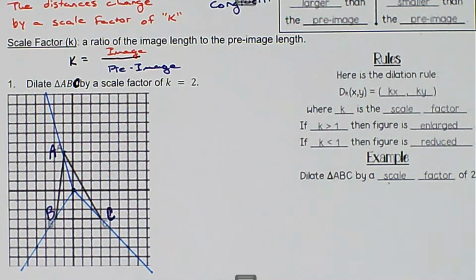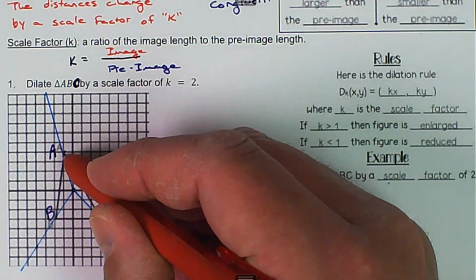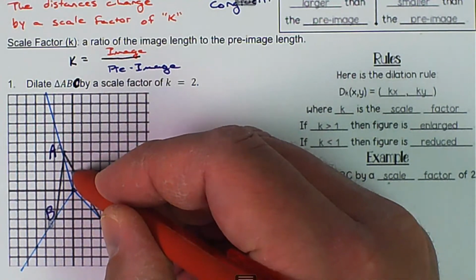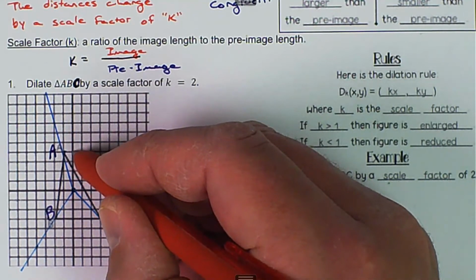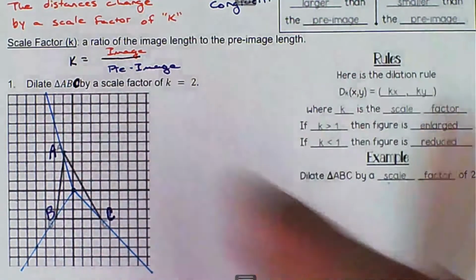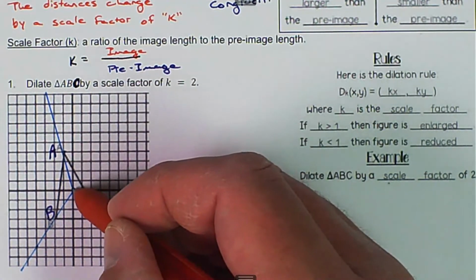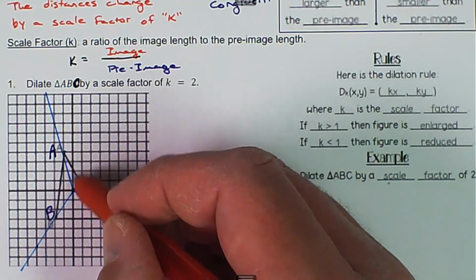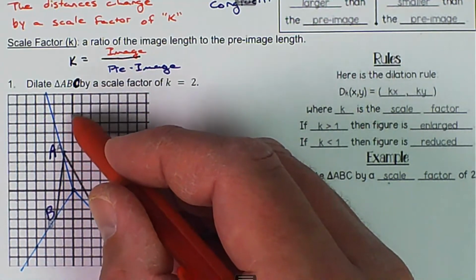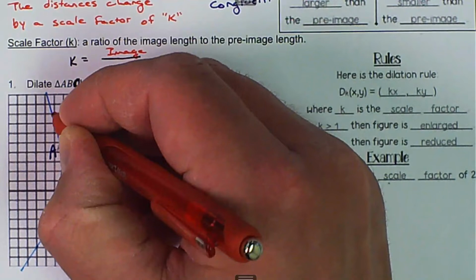So we can use this almost like slope. So if we went from the origin, how would we get to point A? So we'd go up 1, 2, 3, 4, and to the left 1. But the scale factor says we should double everything. So now, instead of going up 4, we're going to go up 8. So that's 4, 5, 6, 7, 8. And then we're going to go to the left 2, 1, 2. So point A is right there.